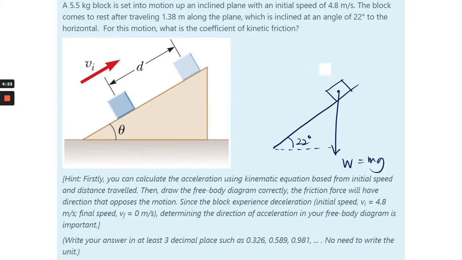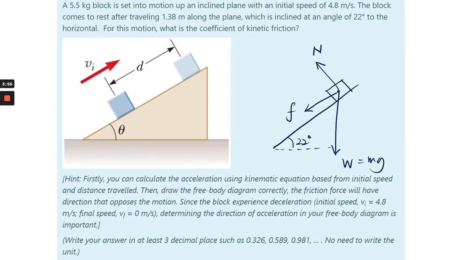We're also going to have another force, which is the normal force, because the block is on this inclined plane, and another force is the friction force. Because the block is moving up the incline, the friction force is going to be opposite to that direction. So this is our direction of friction force. Remember that friction force is always opposite to the direction of motion.